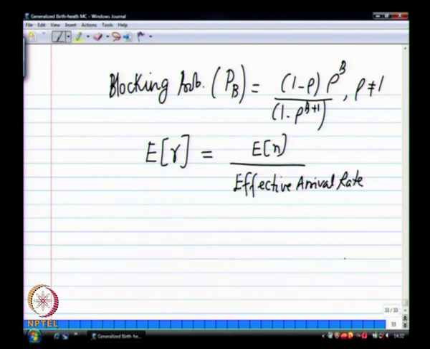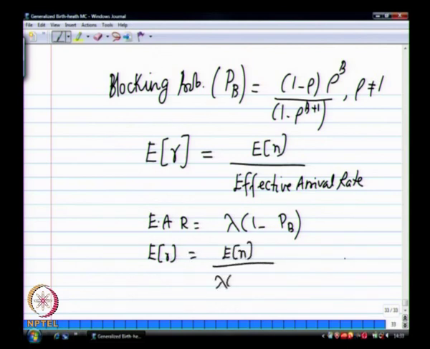Because only customers that see an empty spot can enter the system. So what is the rate for that? The effective arrival rate: some of you have seen this. With probability PB you get kicked out, and with probability 1 minus PB you enter the system. So E of R is simply the expression that we saw before divided by lambda into 1 minus PB.